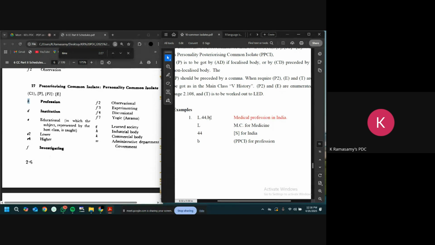Political science as a profession is W comma small b. History as historians, you take historians V comma B. So this way, this can be attached to any number preceded by the connecting symbol called comma. That's about common isolates. Okay.